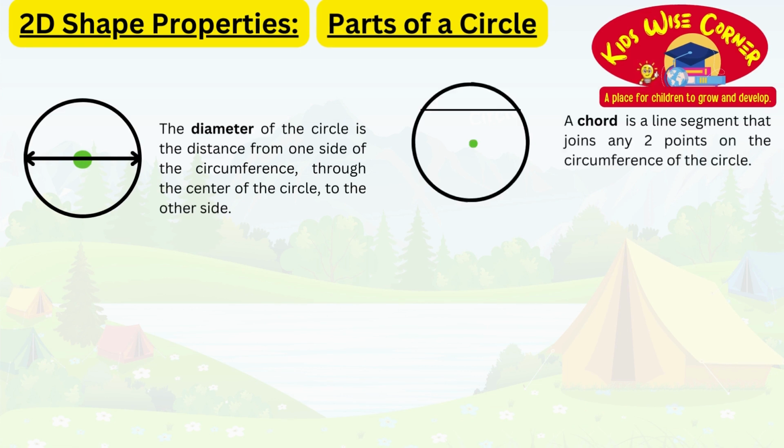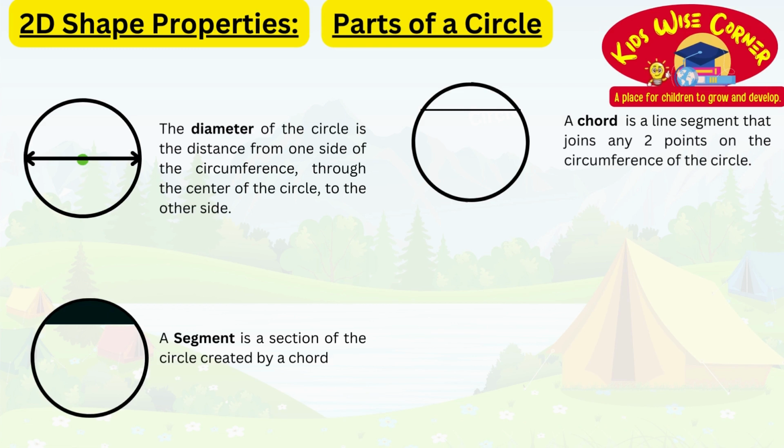Next we have a chord. A chord is like a straight line that connects 2 points on the circle's edge. But here's the catch, it doesn't go through the center of the circle. The next one is a segment. A segment is a piece of the circle that's created when you draw a chord. It's like a slice of the circle.